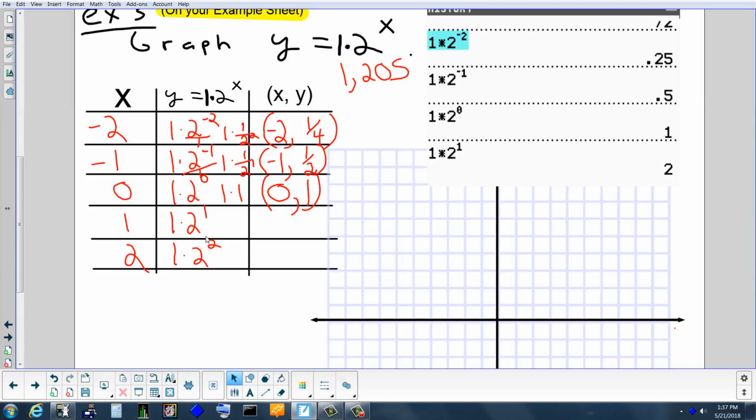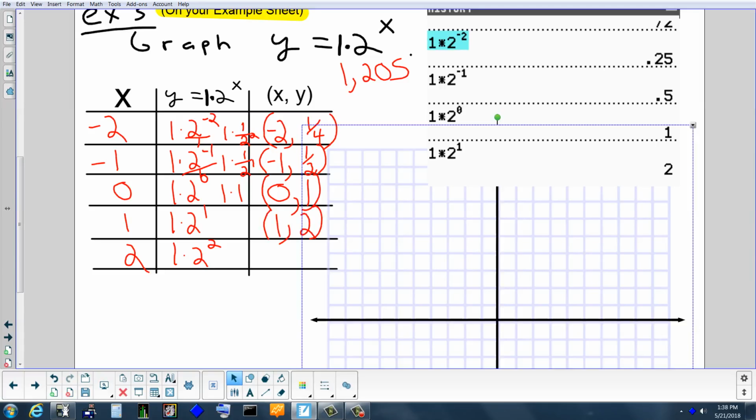All right? Let's look at this. Now I got 1. Again, my x is 1. How about 2 to the first power? 2. We write every number to the first power. We just don't write the little 1 every time.